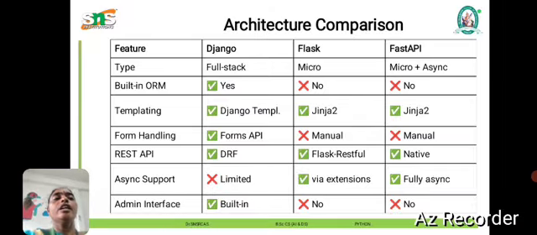Architecture comparison. Three frameworks are considered: Django, Flask and FastAPI. Comparing features, for example, ORM is inbuilt in Django, while Flask and FastAPI do not support it. Similarly, for templating, Django has its own, Flask uses Jinja, and FastAPI uses Jinja2. Form handling is inbuilt in Django, but Flask and FastAPI do not support it. Similarly, the built-in admin interface is supported in Django, but not in Flask and FastAPI.